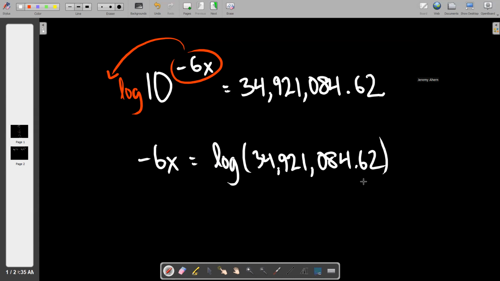A common error I see on a problem like this is people get excited about the 10 and forget that, hey, you still have to log the right side. It's not like we didn't log the left. We did. It just was a nice log. It was a redundant, go-away log.